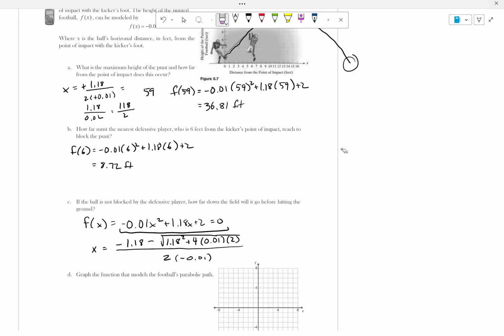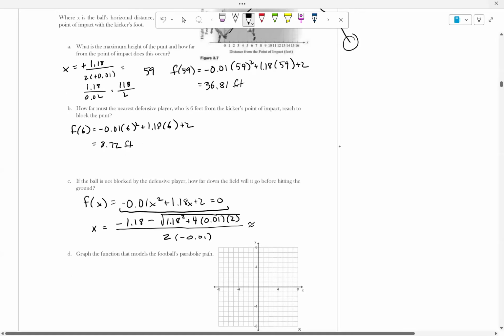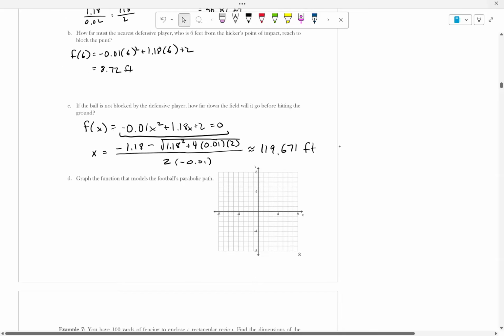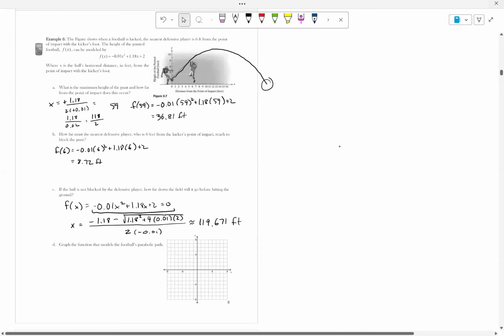Okay, so what I'm getting is, did you get the same thing I did? About 119.7 feet. In my class, I do want 3 degrees of accuracy for the decimal places, so I'm going to put 119.671. Ask your teacher how much accuracy they want if it's not specified. It does seem pretty extreme when talking about feet, but that's okay. Just to be standardized. 119 feet. Okay, that's pretty far down the field. Cool.